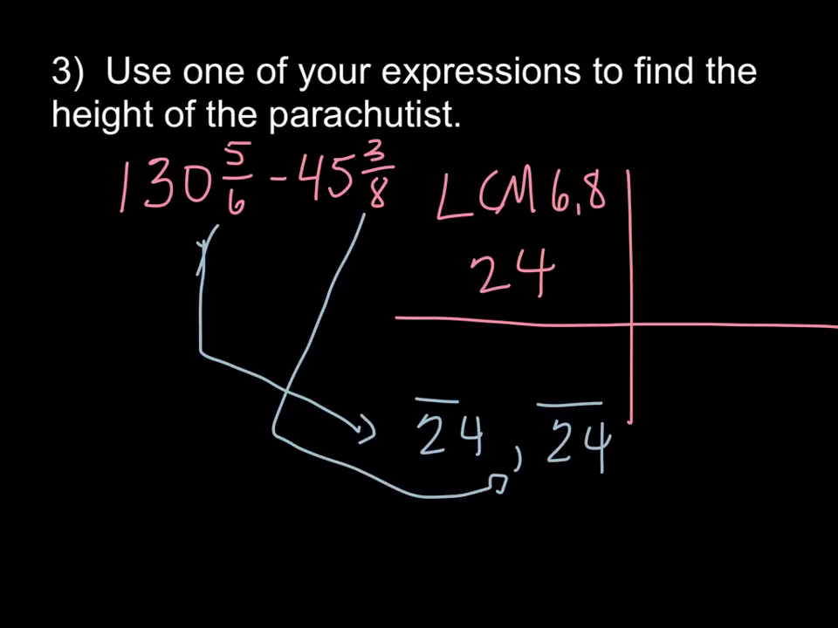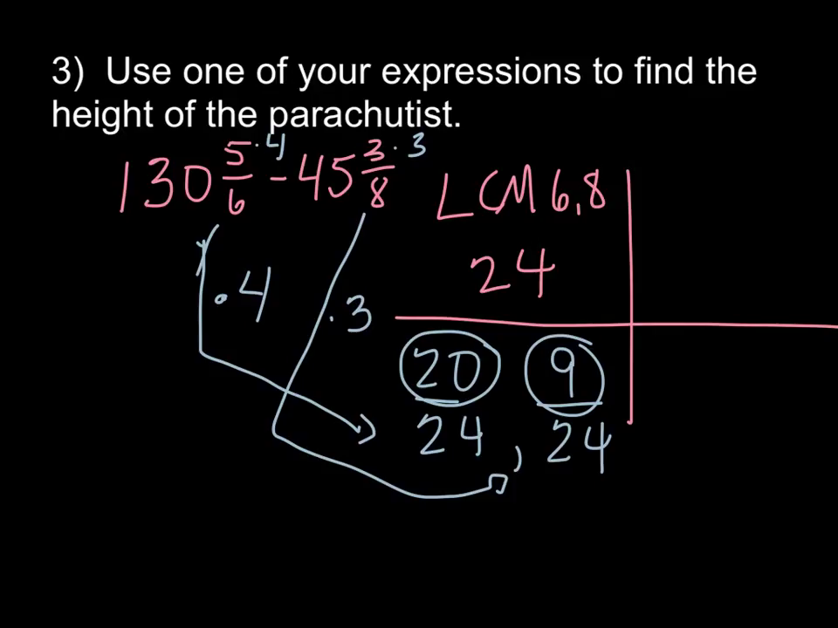So I say to myself, how do I get from 6 to 24? That would be times 4. Therefore, I multiply the 5 times 4. That gives me 20. And I do the same thing with the 8. How do I get from 8 to 24? That's times 3. So I do 3 times 3, which is 9. Now when I look at these two fractions, I can tell that I'm going to be taking 9 away from 20. Therefore, I know I don't need to borrow from the 130 or the 45. I don't need to touch those.